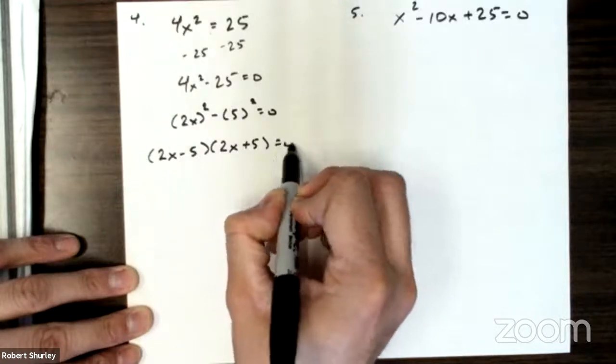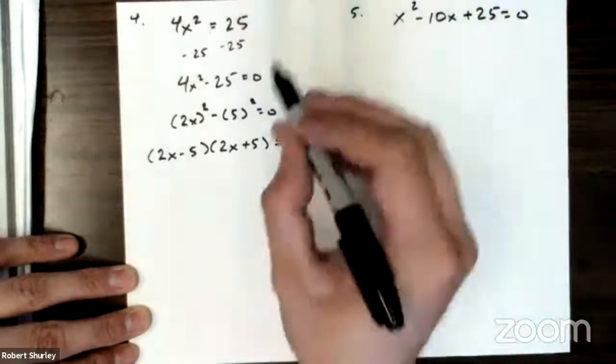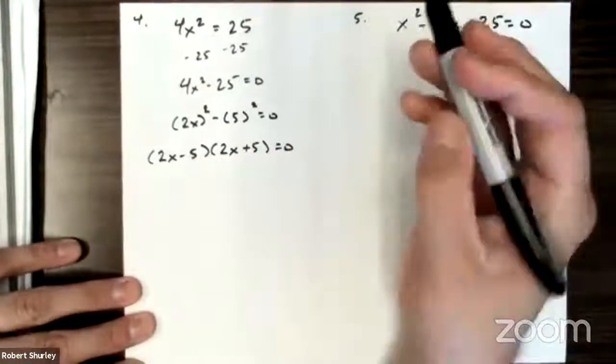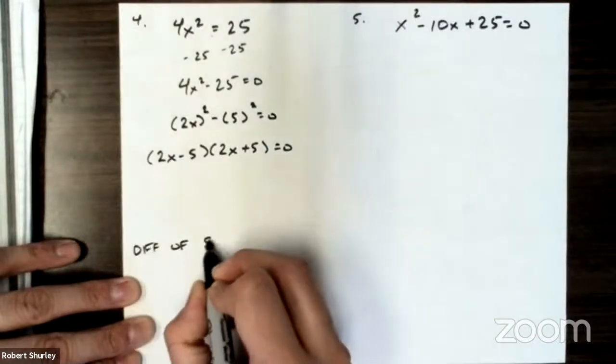So whatever's inside those parentheses when you square it, you're going to add them and then you're going to subtract them. This is just a special factoring. It's called difference of squares, if you want to look it up.